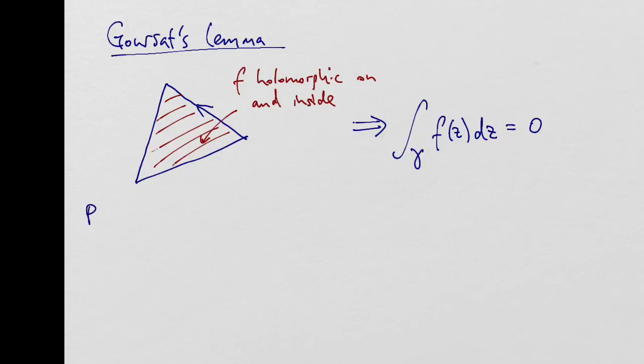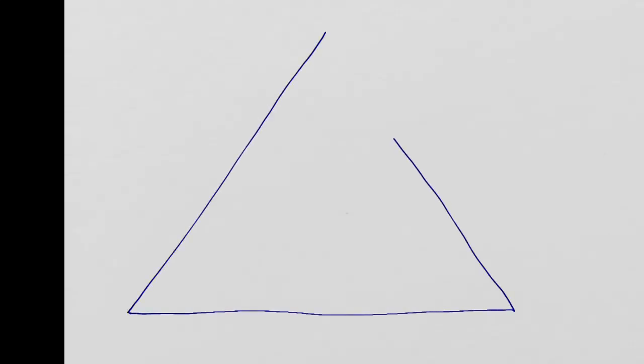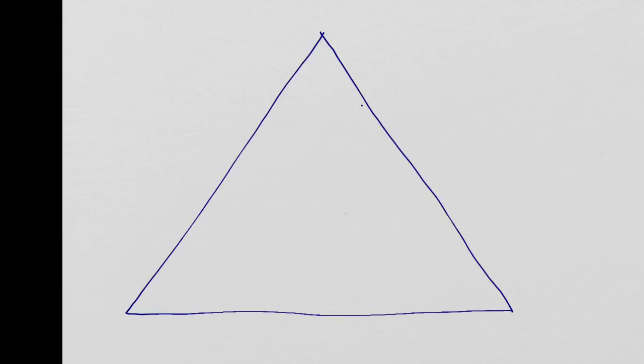So how do we prove this? Well, our tactic is we're going to show that this integral is very small. In fact, it's smaller than any positive real number, so it must be 0. So let's start off by drawing a big triangle. So this is my triangle and my path, gamma, which I'll call gamma 0.